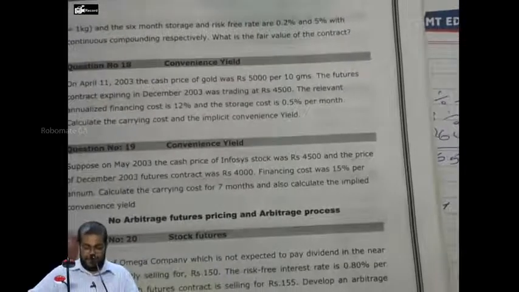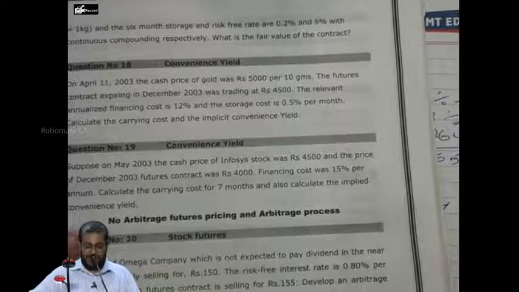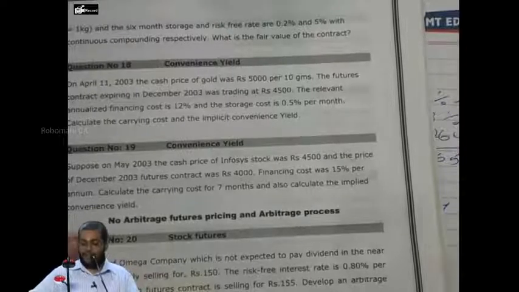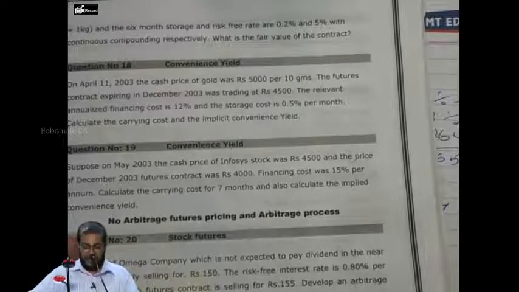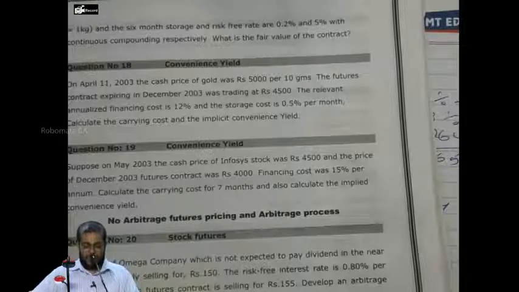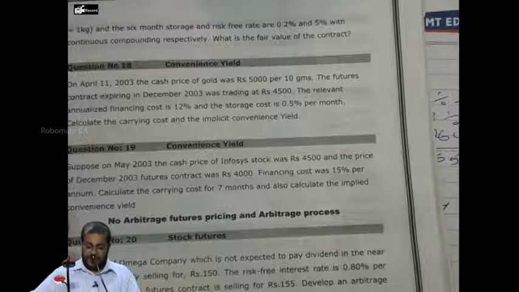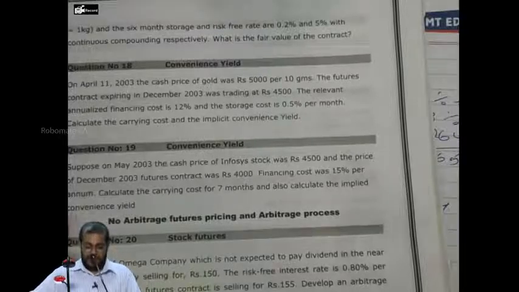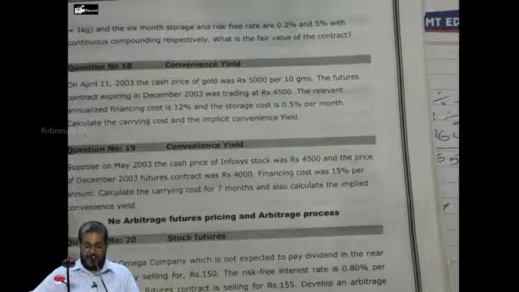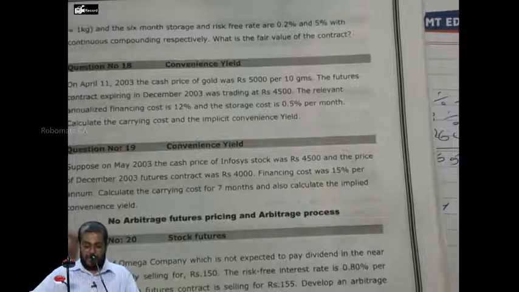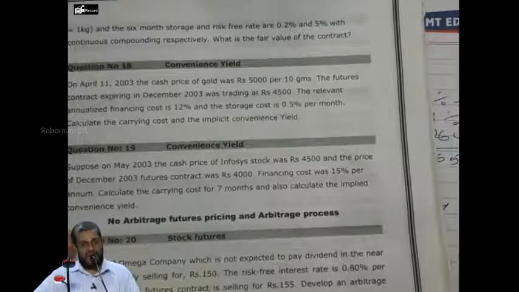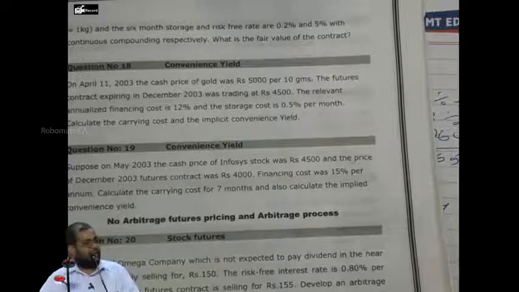Suppose the May 2003 cash price of Infosys stock is 4,500. The price on the December 2003 futures contract was 4,000. Financing cost is 15% per annum. Calculate the carrying cost for 7 months and also calculate the implicit convenience yield. Same type of sum. Can you complete it quickly or not?